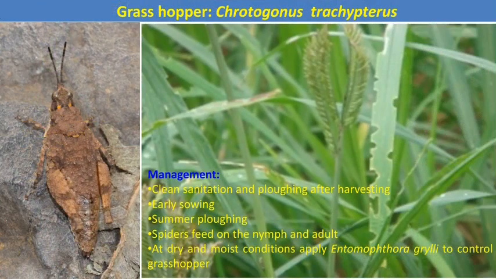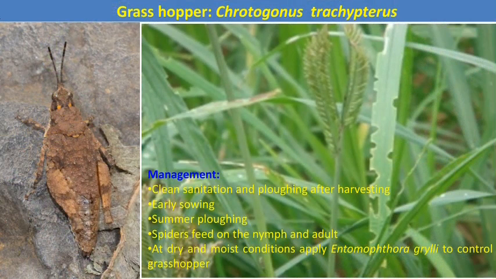Then the next one is the grasshopper. We can say this is a major or minor pest of most of the cereal crops. Egg laying of the grasshopper takes place in soil, and after hatching from the egg, the hoppers or nymphs emerge, and both hoppers and adults are the damaging stage. Both feed on the leaves by cutting the leaves from the margin up to the midrib.